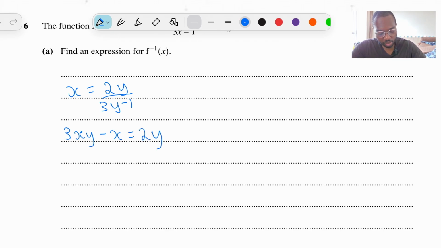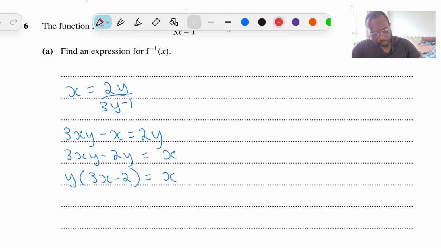And now let's bring all my y's on the same side. So we get 3xy minus 2y is equal to x. If we take out a factor of y now, we get y times 3x minus 2 is equal to x. Therefore, we have that y is equal to x over 3x minus 2.